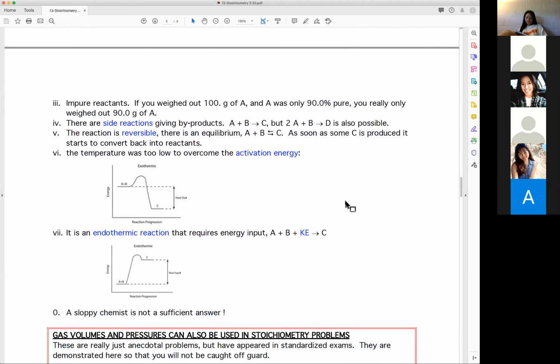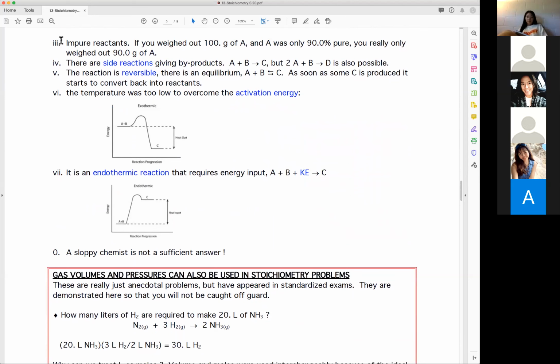Also, another reason you wouldn't get 100% yield is because you have impure reactants. What if you weighed out 100 grams of A and A was only 90% pure? Well, you didn't weigh out 100 grams of A. You weighed out only 90 grams of A. And then there could be side reactions. So we're thinking A plus B gives you C, but what if another reaction is possible? 2A plus B gives you a different product.